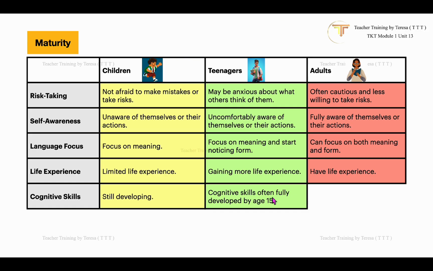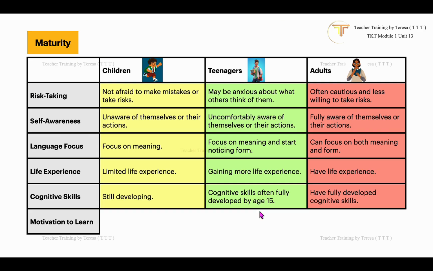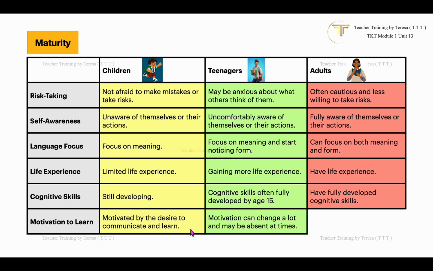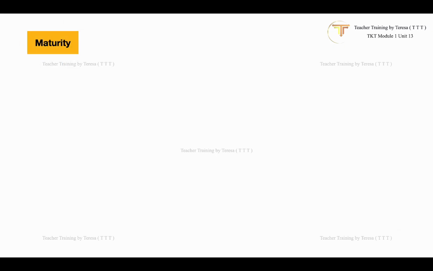Cognitive skills are often fully developed by age 15. Learners have fully developed cognitive skills. Motivation to learn is driven by the desire to communicate and learn. Motivation can change a lot, and may be absent at times. Motivation is usually guided by intention and self-regulation.